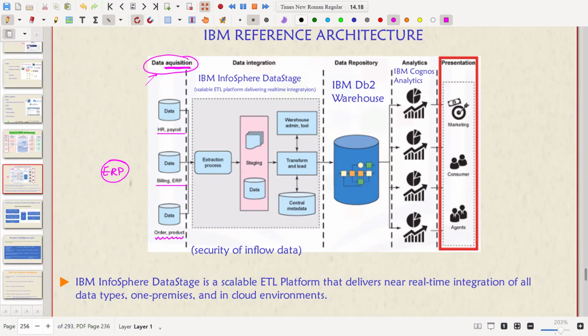All this information, this is the extraction process, ETL going on here. You can see it is the staging layer, then transform and load. Here you have extracted, and here you are transforming and loading the data sets. They have a catchy name here for the data staging layer, IBM InfoSphere DataStage. It's a scalable ETL platform for delivering real-time integration of your data sets. Then it goes to your data warehouse here, the IBM DB2 data warehouse, and it is ready for your analysis after that.